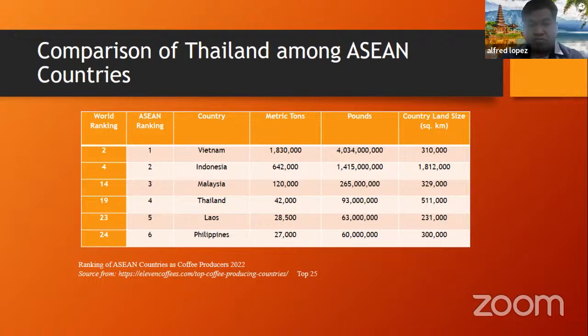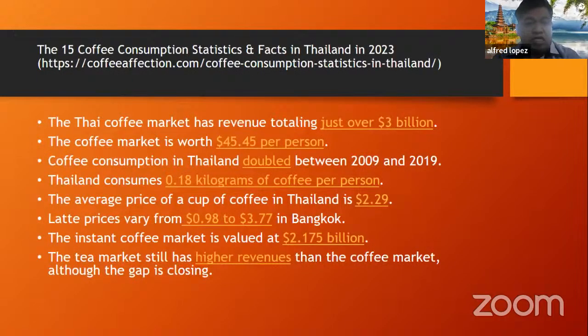These are the coffee consumption statistics and facts in Thailand in 2023, from coffeeaffection.com. The Thai coffee market alone is about 3 billion US dollars, worth $45 per person. Consumption of coffee doubled between 2009 and 2010 per person. Each person here consumes 18 kilograms of coffee in a year, and that excludes foreigners. And the average price of a cup of coffee here is 2.29 US dollars.